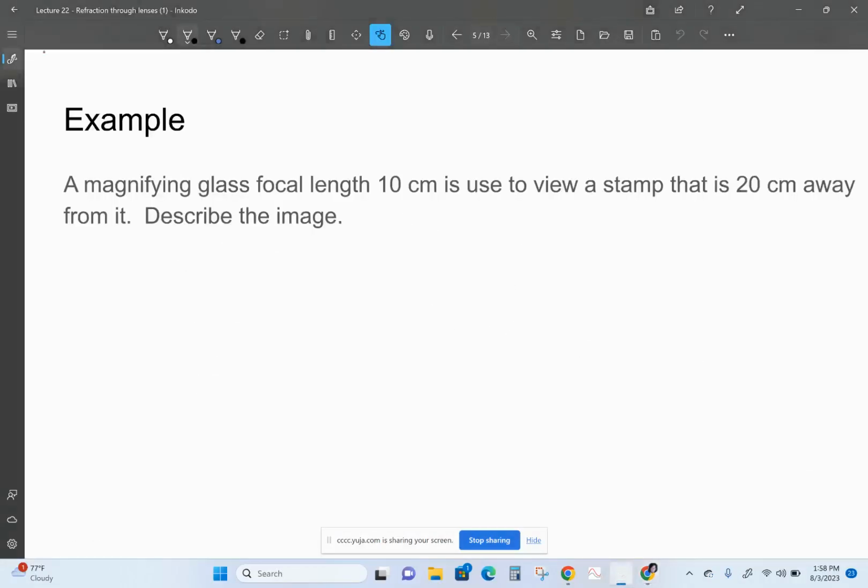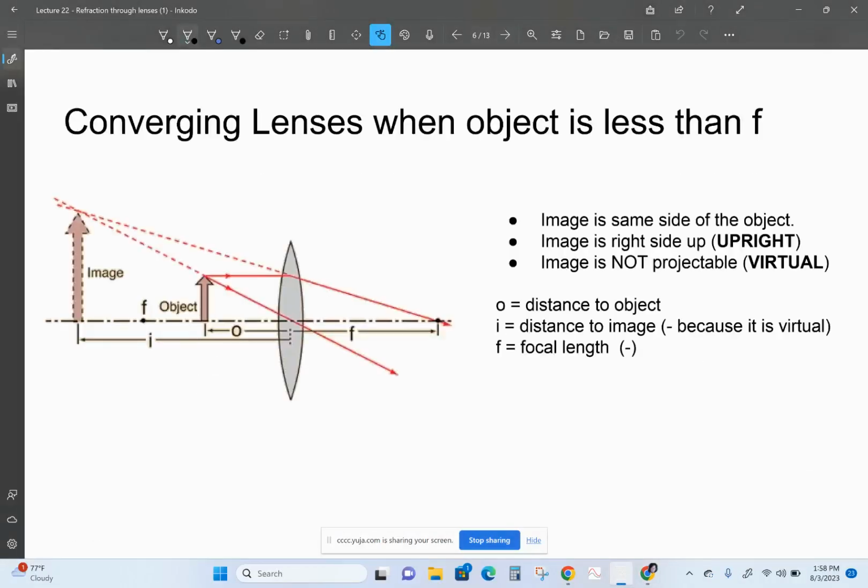All right, let's look at another scenario. Let's look at converging lenses when the object is less than f. Okay, so you see that in this case we have our two focal points here, and we have our object here.